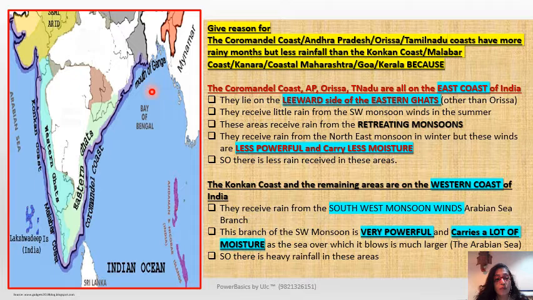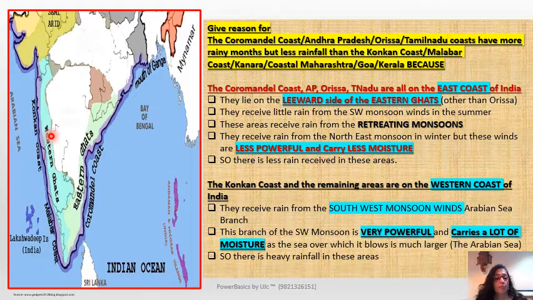Only when they come over the Bay of Bengal and pick up the moisture do they give rain in Tamil Nadu. But for Andhra Pradesh and Orissa, they don't have that stretch of sea. So they receive rain from the northeast monsoon in winter, but these winds are less powerful and carry less moisture. So there is less rain received in these areas. This is the reason you give.